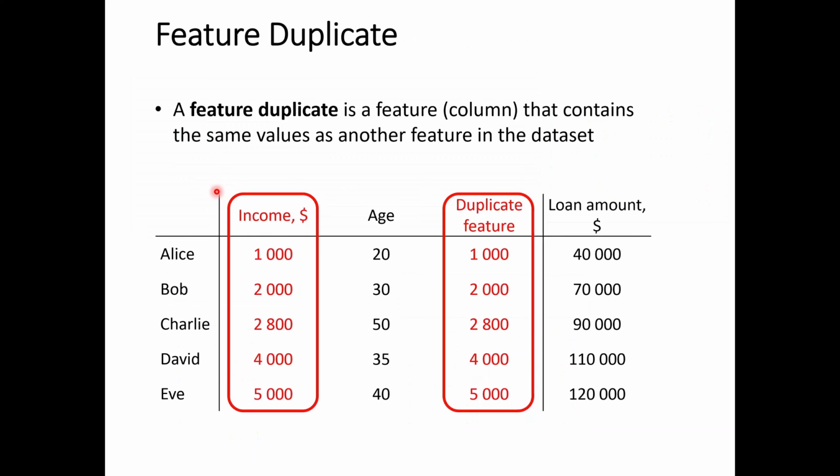In addition to rows, that is samples, columns can also be duplicates, meaning repeated features. A feature duplicate is a feature, that is column, that contains the same values as another feature in the dataset. Duplicate features add no value and can confuse the model or inflate the importance of repeated signals.